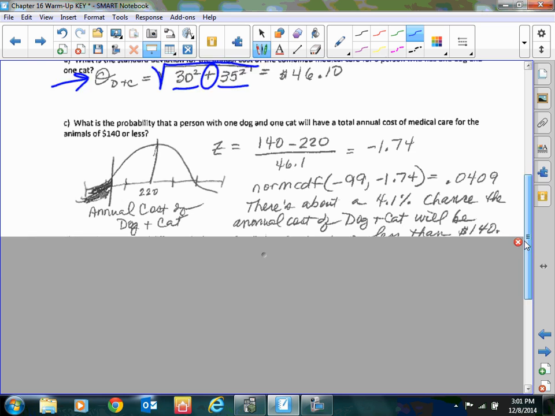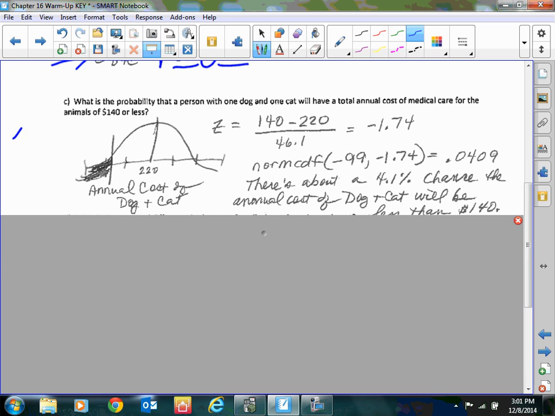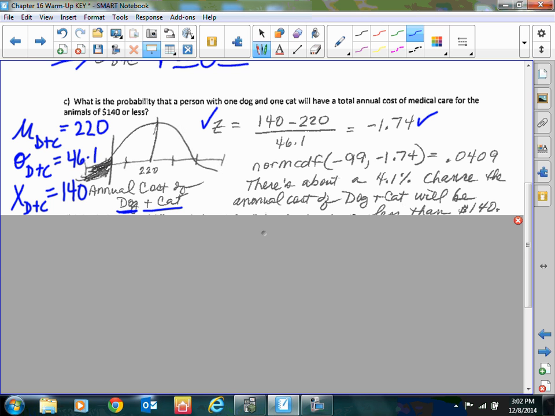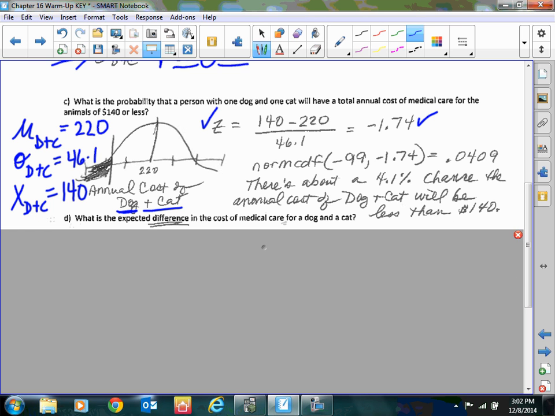So what that is going to do is say the mean for their dog plus cat is 220. The standard deviation for a dog plus cat is 46.10. The question is having an X value of 140, and we want to go less than that. So this is the annual cost of a dog plus a cat, and we find the z-score of negative 1.74. So that makes this area, this probability, you have to norm CDF from negative 99 to negative 1.74.